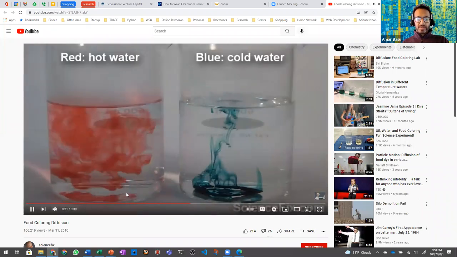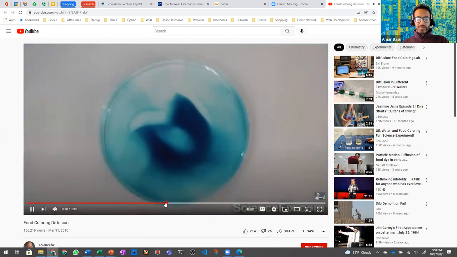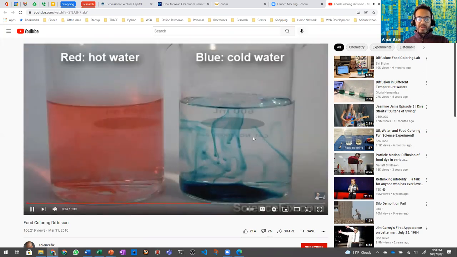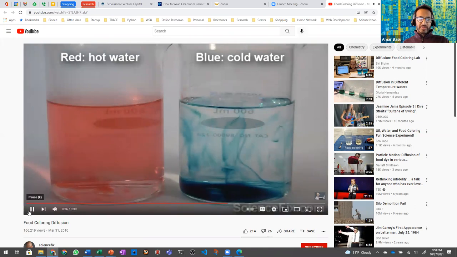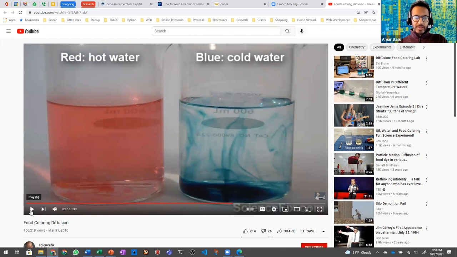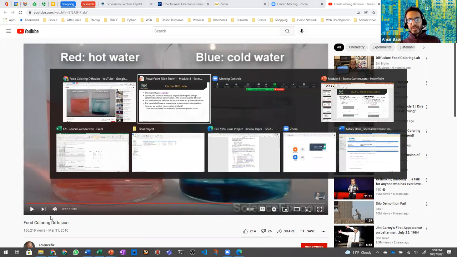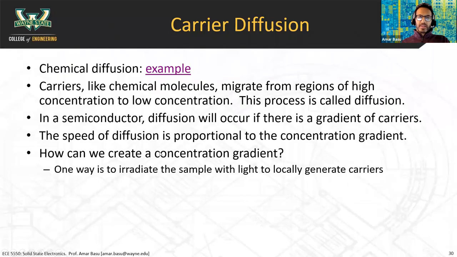And the reason you're seeing all sorts of funky shapes in here is because there's all sorts of interesting flow happening in fluids. That kind of stuff doesn't happen in semiconductors the same way. So I just wanted to use that as a basis to explain some of the basic concepts of carrier diffusion. Carriers, like chemical molecules, migrate from regions of high concentration to low concentration, and that process is called diffusion. And in a semiconductor, diffusion occurs if there's a gradient of carriers.